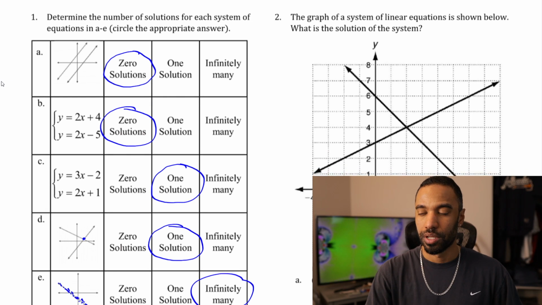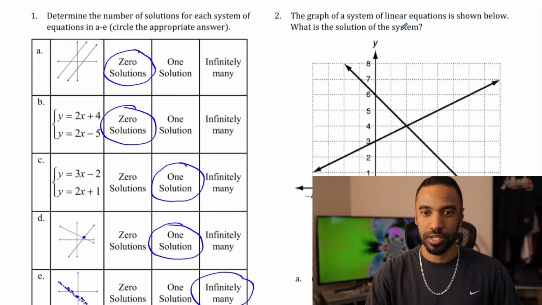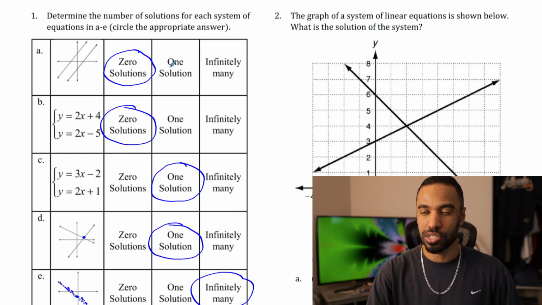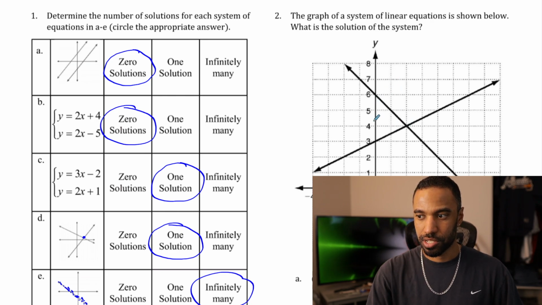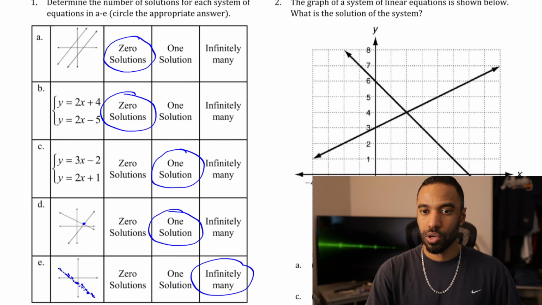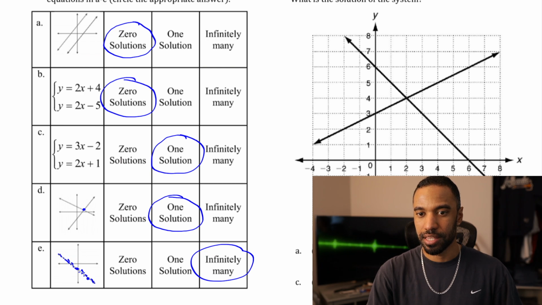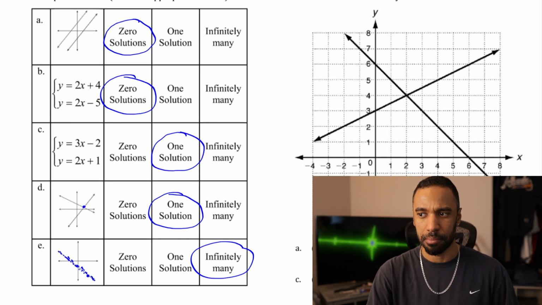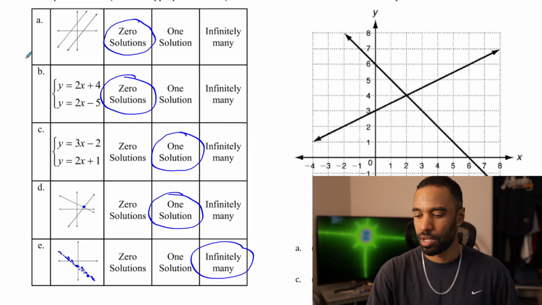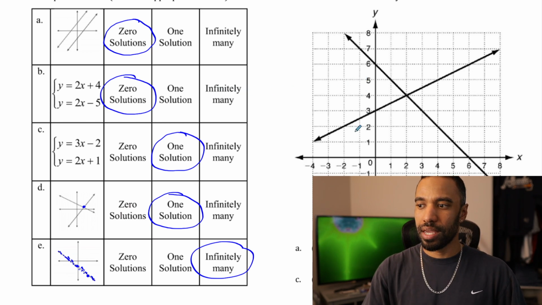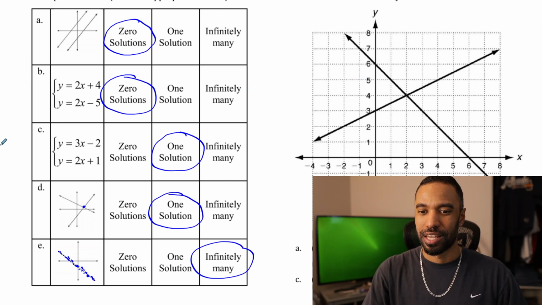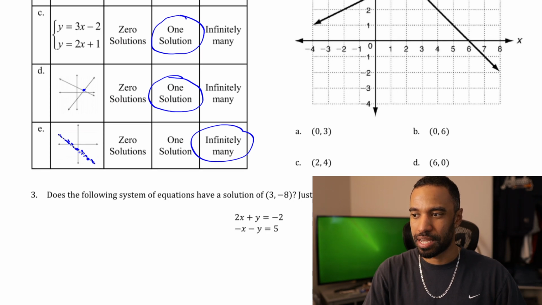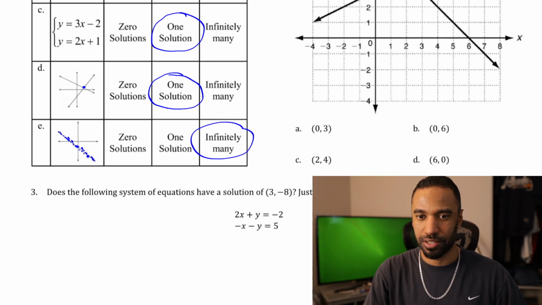Number 2, the graph of a system of linear equations is shown below. What is the solution of the system right here? So there is only one solution to this, and this is multiple choice, by the way, but without looking at multiple choice, we should actually be able to determine this answer as well. In this multiple choice section, the options are (0, 3), (0, 6), (2, 4), and (6, 0).